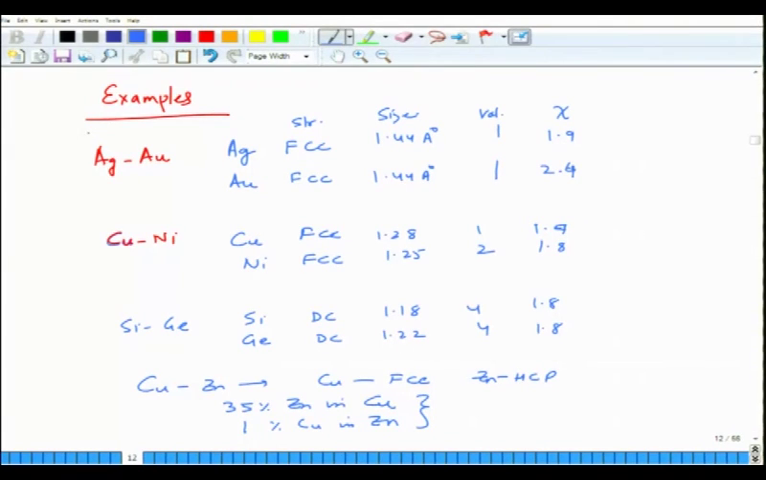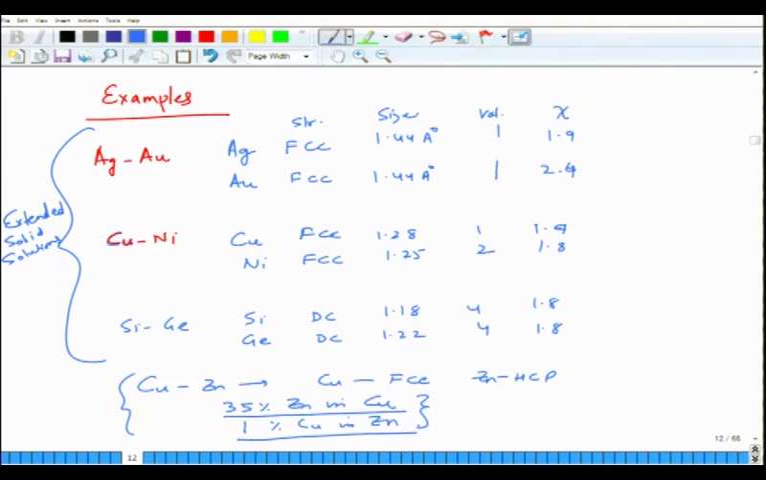Okay. So these are extended solid solutions, spanning from pure copper to pure nickel, or pure gold to pure silver, or pure silicon to pure germanium, and this is a partial solid solution. It makes a solid solution up to 35% zinc on the copper side, and only up to 1% copper on the zinc side. If you are between these two ranges, then they make second phases, which may or may not be solid solutions, but they are different phases, because it cannot accommodate more zinc or more copper in it.